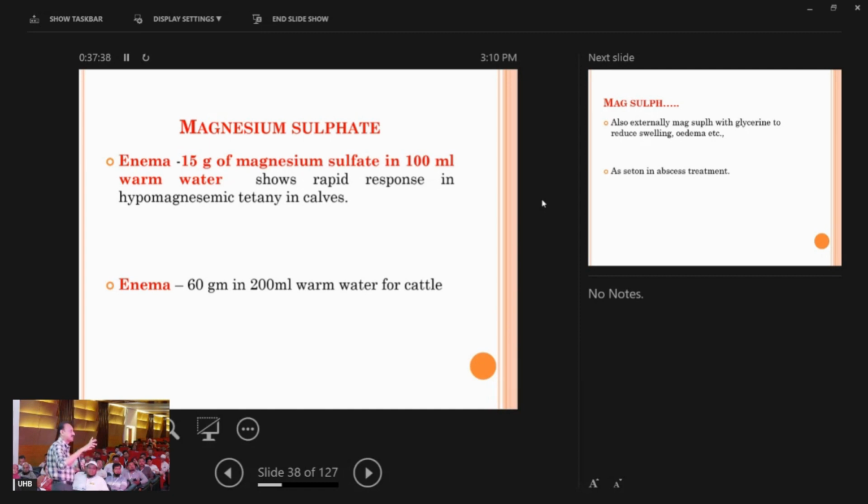So in such cases, what you have to do, you can take 15 gram of magnesium sulfate, mix it with 100 ml of warm saline, or ordinary tap water, and give per rectum, so that immediate absorption will be there. The animal will become normal in case of hypomagnesemia. Then you go for IV preparation or water preparation to stabilize it. So for immediate action, if you are not going for IV, you can go for enema preparations also: 60 gram of magnesium sulfate in 200 ml of water, and give per rectum.